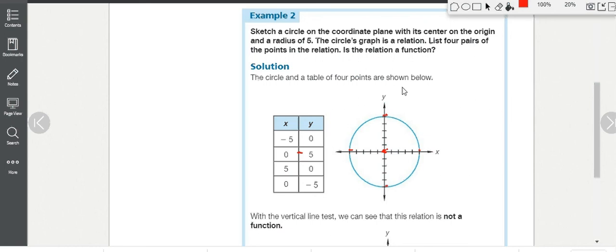Yeah, 0, positive 5. This one is 5, 0. 5 over, 0 down. So that's 5, 0. Then we go x is 0, y is negative 5. That's this one. And then the last one is back 5, so negative 5, but up 0.